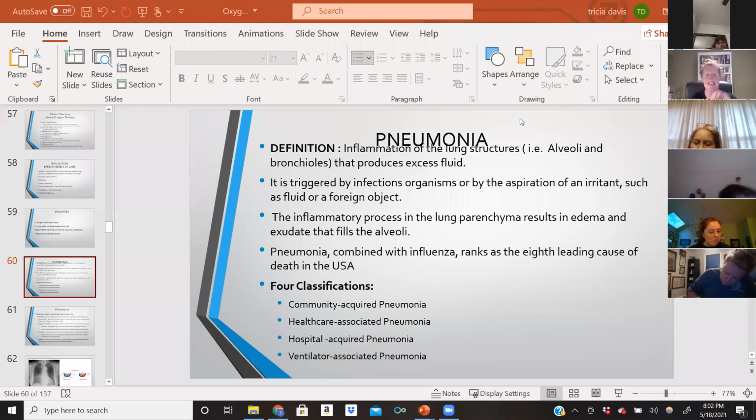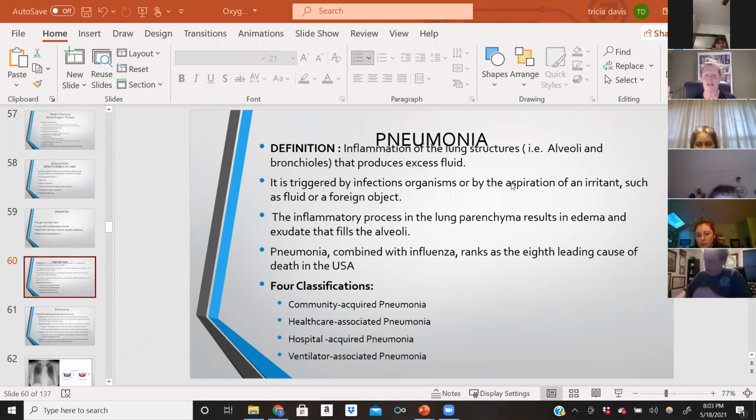So pneumonia is an inflammation of the lung structures, mainly the alveoli and the bronchioles, that produce excess fluid. It can be caused by infectious organisms, or it can be because they aspirate, either an irritant or fluid or even a foreign object. So it can be their food. The inflammatory process in the lung results in edema and exudate that's going to fill those alveoli and weigh them down so they can't open up, and then we can't get that good oxygenation in.